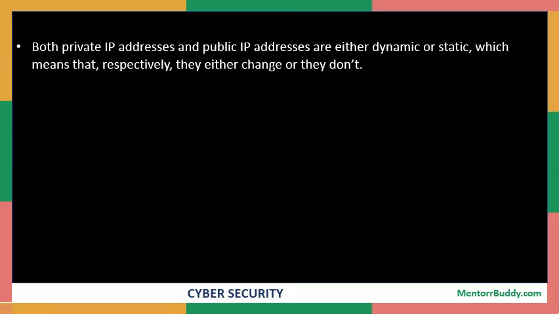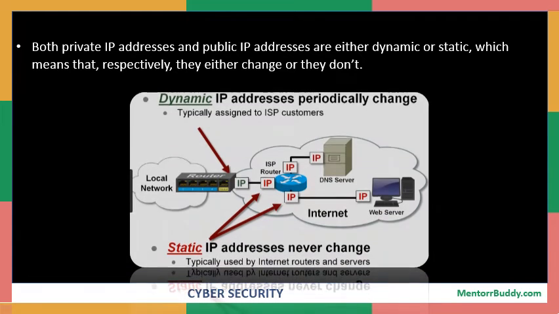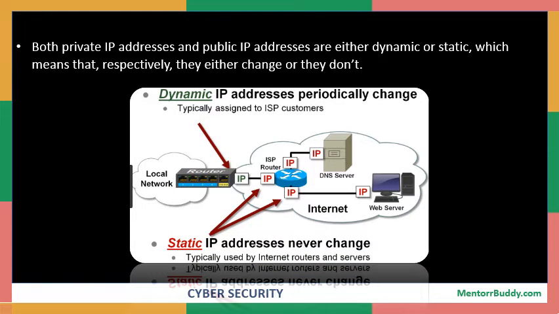Then we have static and dynamic. Both private IP address and public IP address can be dynamic or static. They can be changed or they can't be. For example, dynamic IP addresses keep on changing periodically. These are assigned to ISP customers, while static IP addresses are assigned to routers and servers. That is why they never change.